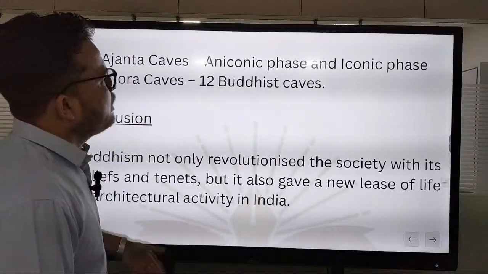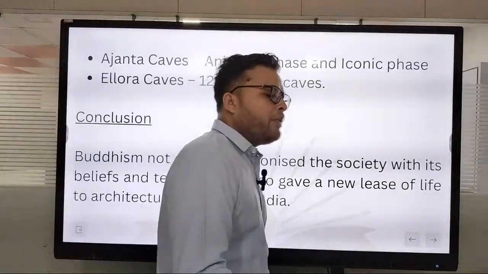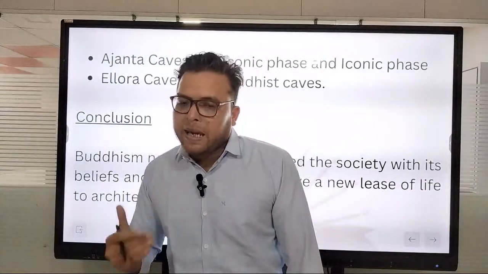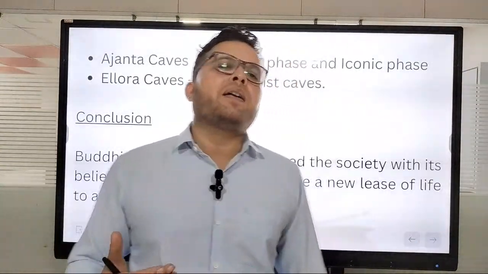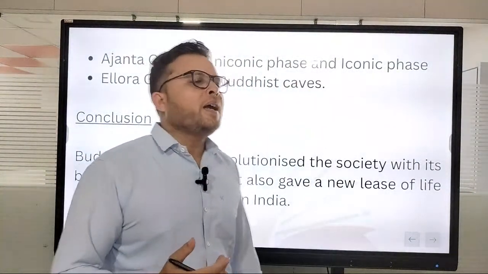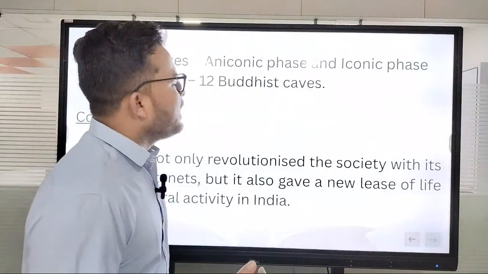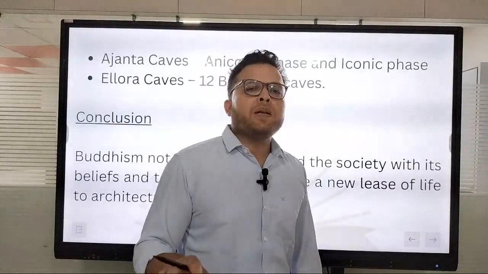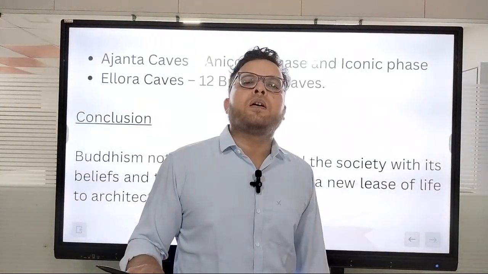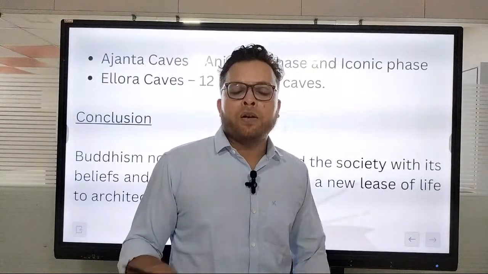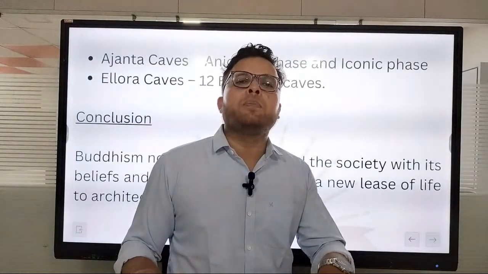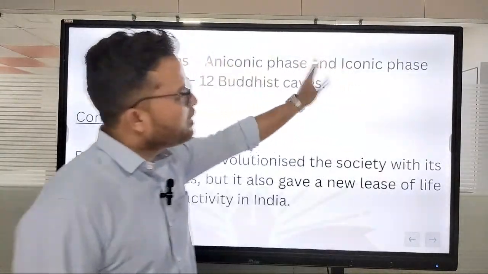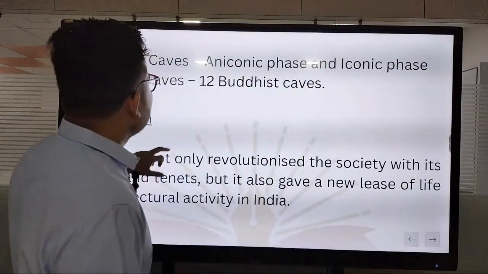Then, obviously, Ajanta caves. Another very interesting fact about Ajanta caves is that the caves which were developed under the Satavahana phase were largely aniconic. What is the meaning of aniconic? Buddha was not represented in a human form. He was only shown in the form of symbols. Aniconic means he was represented in the form of icons.